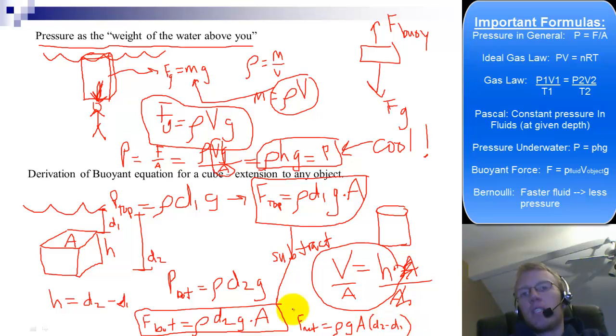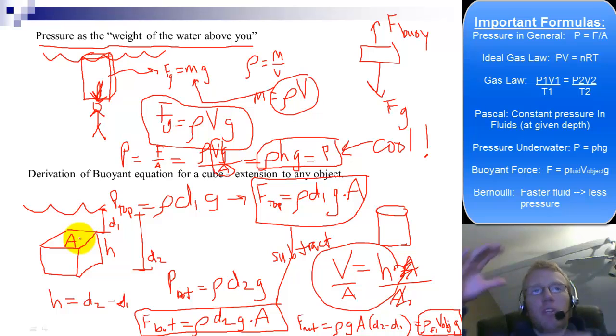But d2 minus d1 is just the height of my object, and the area of my object multiplied by the height of my object is the volume of my object. So I've got the density of the fluid times the volume of my object times gravity. And that right there is what we said the formula was for the upward buoyant force on the object. Okay, so by looking at this formula for pressure underwater, and by looking at a super perfect square object, we can prove this formula very easily. So I hope you're convinced that this formula is true.